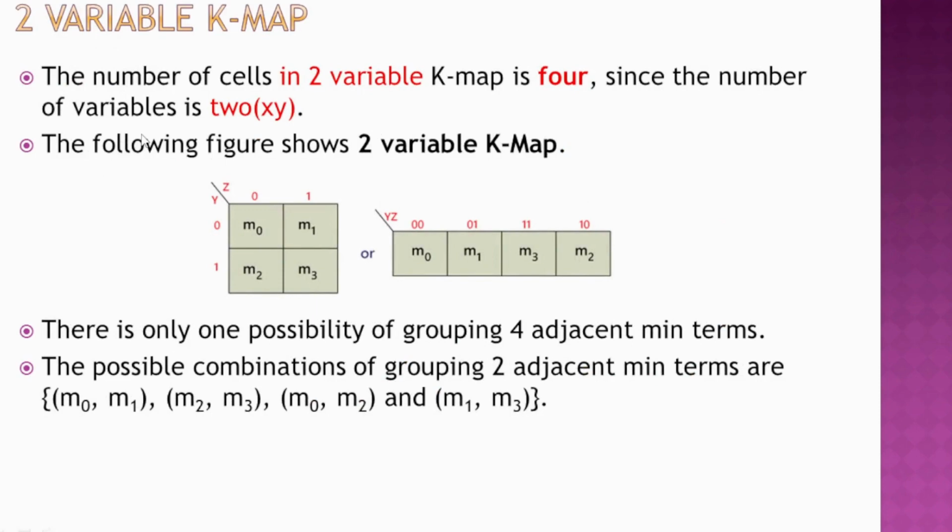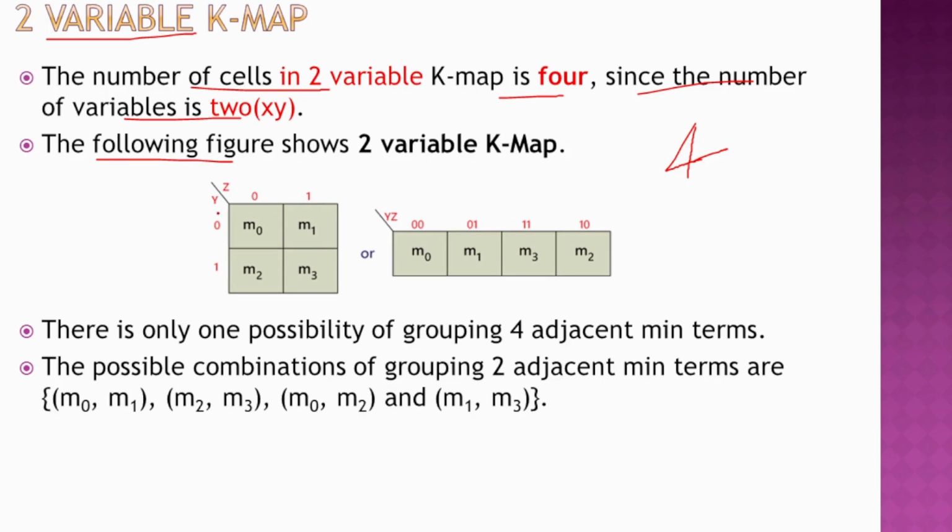In a K-map there can be up to 6 variables, but from the exam point of view you need to know up to the 4 variable K-map. The 4 variable K-map is more than enough to get good marks in our examination. This is the two variable K-map. The number of cells in the two variable K-map is 4, as I told before. Since the number of variables is 2, that is x and y, or A and B. The following figure shows the two variable K-map.